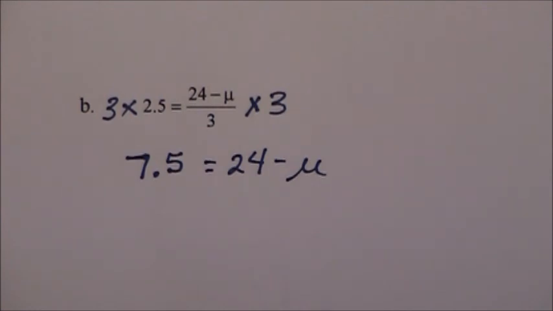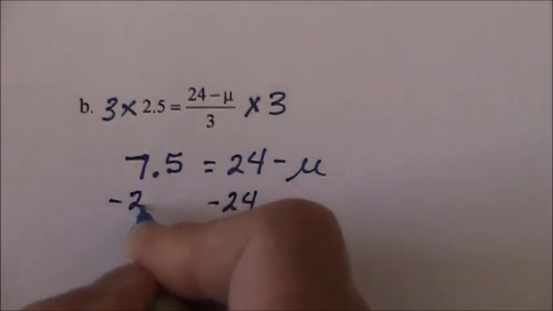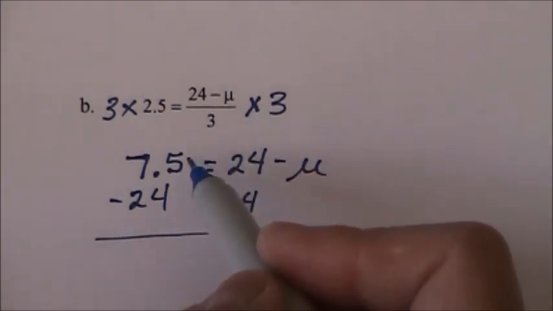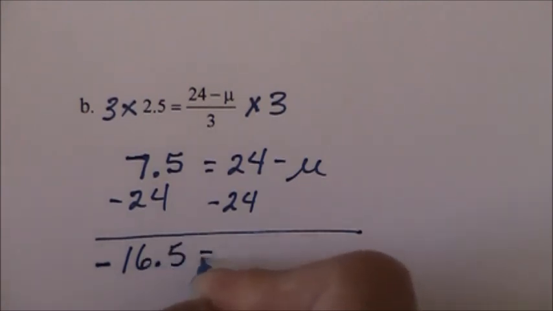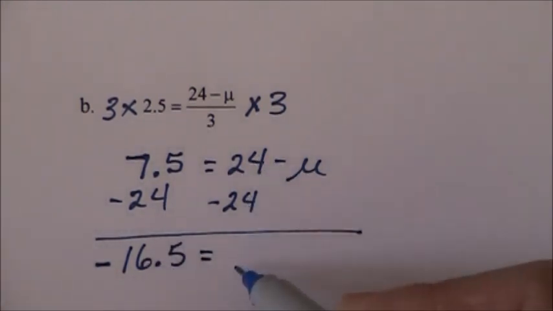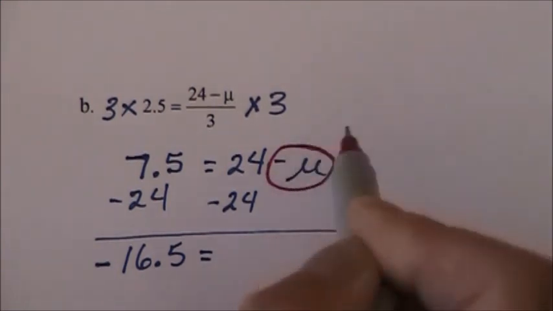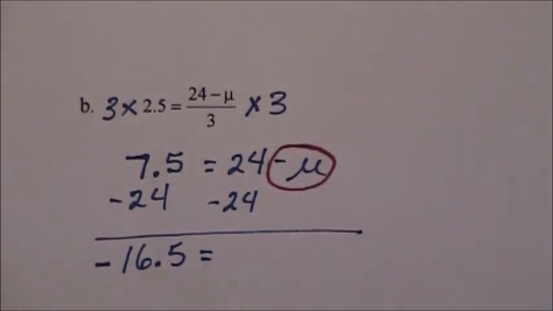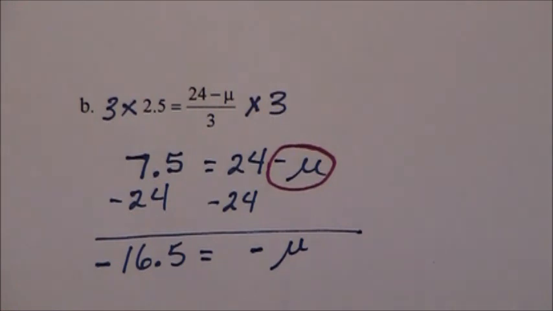At this stage, we are looking at needing to move our 24. Currently that is a positive, so to move it to the other side, we're going to subtract 24 from both sides. 7.5 minus 24 gets us negative 16.5 equals 24 minus 24 is 0. Remember that negative sign is hanging out with the mean, and we have not yet done anything to that mean. So when we write our mean, that minus sign is coming down with the mean. So we have negative mean.